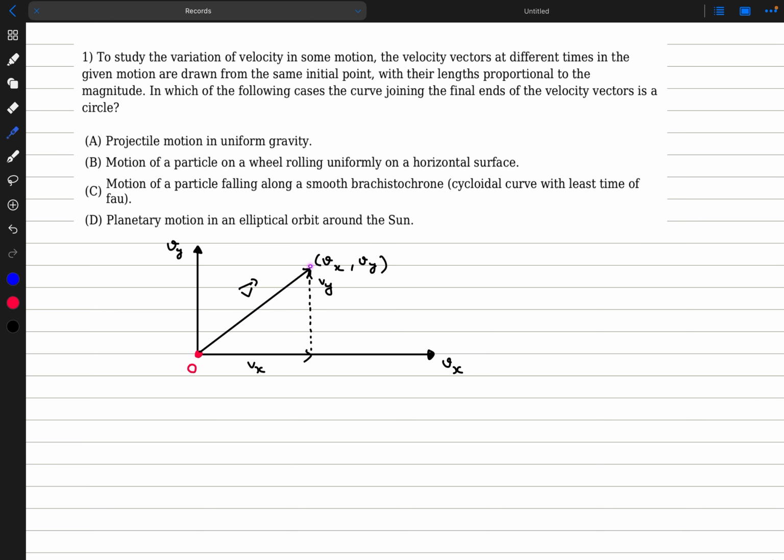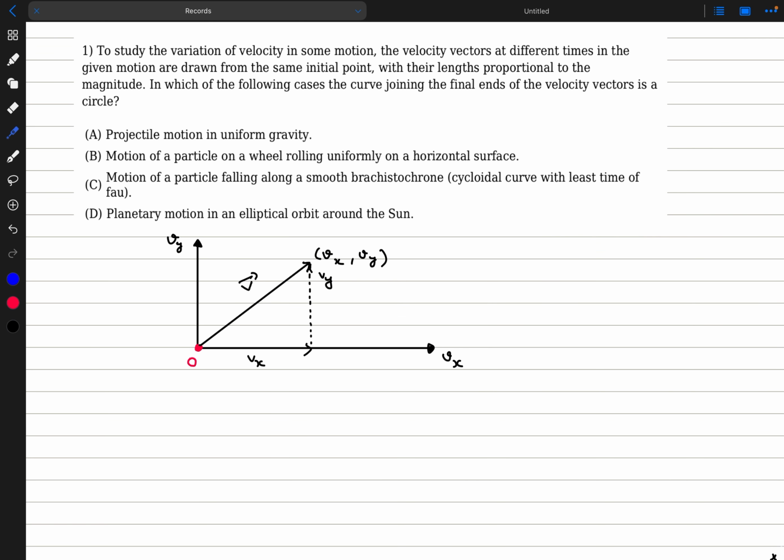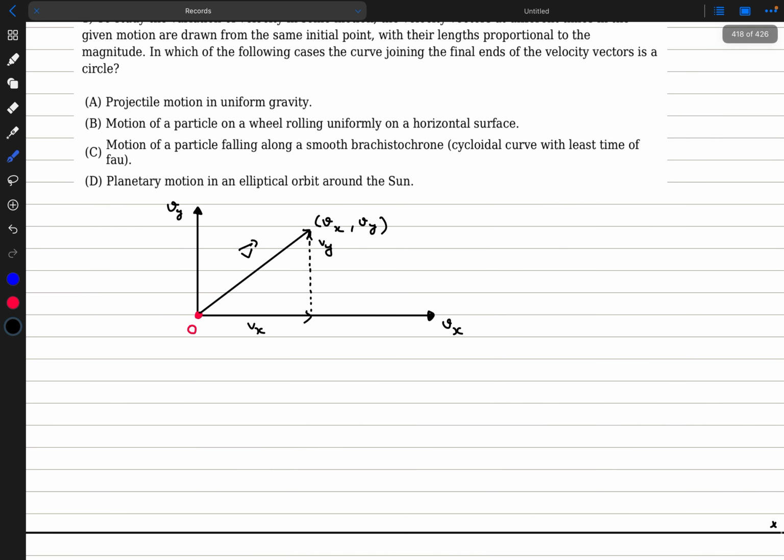So basically the task now is to figure out all the Vy, Vx points and check if they form a circle or not. We just have to find the equation of Vy versus Vx. So in projectile motion, the x velocity is a constant, so I'm just writing it as c. And the y velocity is going to be some constant minus gt, right?